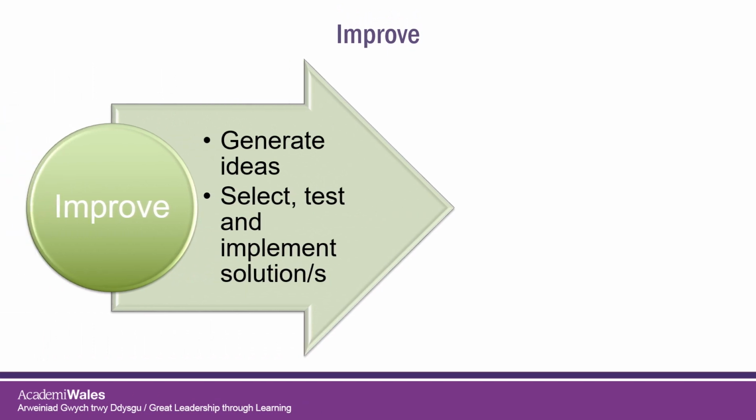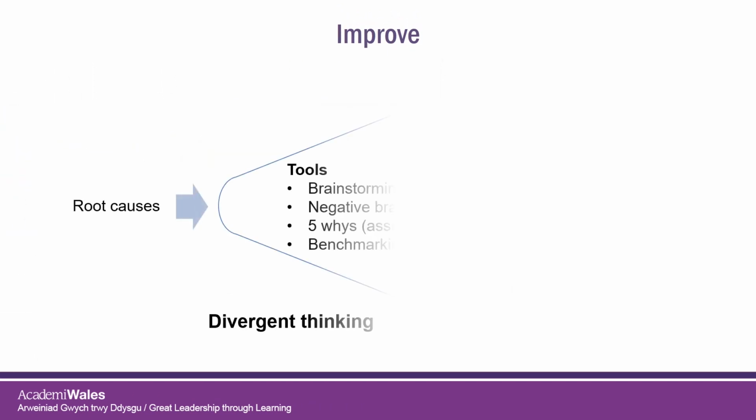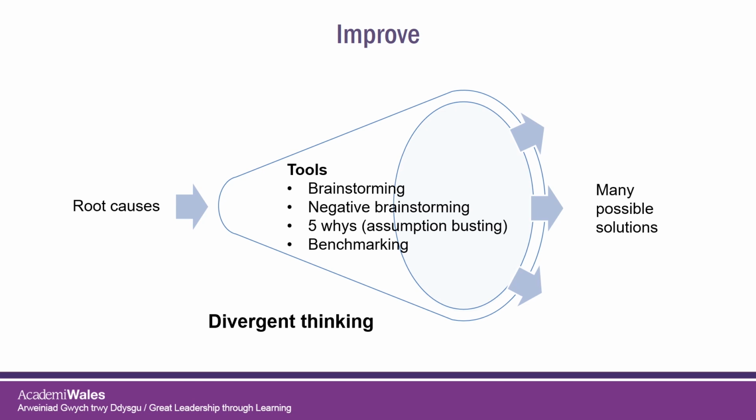Improve. Now we need to do some divergent thinking. We've narrowed down the root causes, the possible ones. So now we need to generate as many possible solutions as we can. You can use such tools as brainstorming, negative brainstorming, which if you turn brainstorming on its head, what can you do to make things worse? 5 whys, assumption busting, and benchmarking. You show me yours and I'll show you mine.